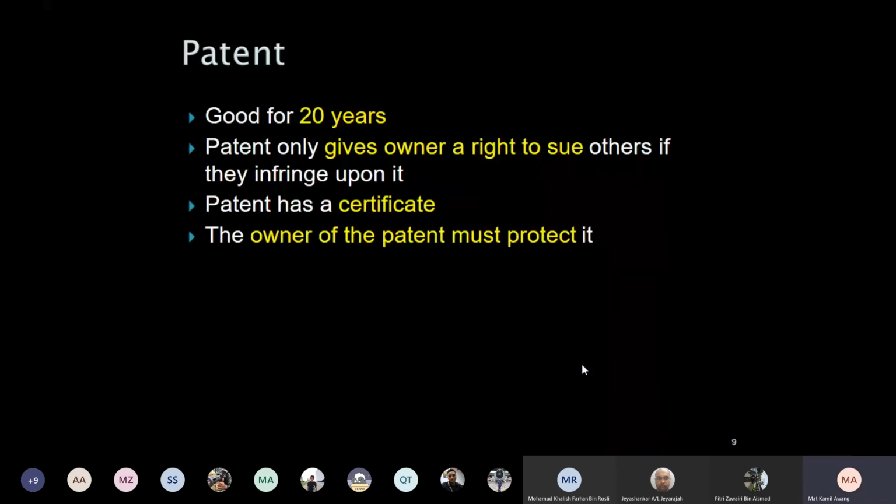The patent is good for 20 years, and a patent only gives the owner a right to sue others if they infringe upon it. The patent office will give you a certificate. And you, as the owner of the patent, must protect your own patent. The government will not protect it. The government just keeps a registration of the patent, who owns it, and how long it covers. If there is infringement, you are the one who has to sue the person who infringed your patent, not the government.